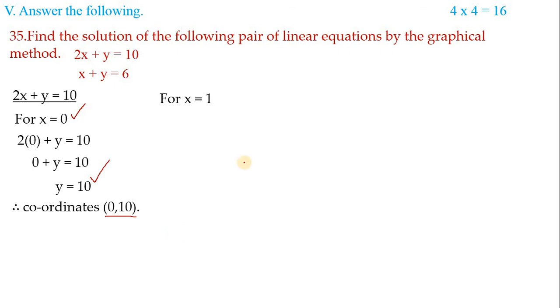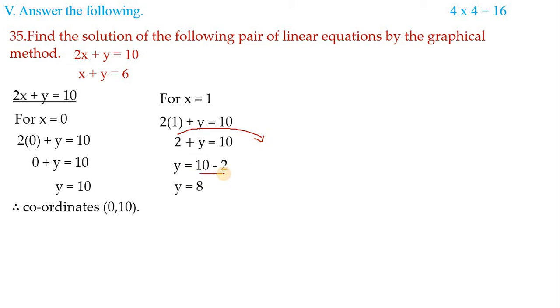Similarly, now let me substitute x equals 1. So I'll get 2 into 1 plus y equals 10. Now simplify this, children. So 2 ones are 2. Remaining you write as it is. And now transfer the 2 this side, so we'll get minus 2. Now 10 minus 2 is 8. Therefore, see, when we substituted 1, we got y value 8. Hence coordinates are (1, 8).